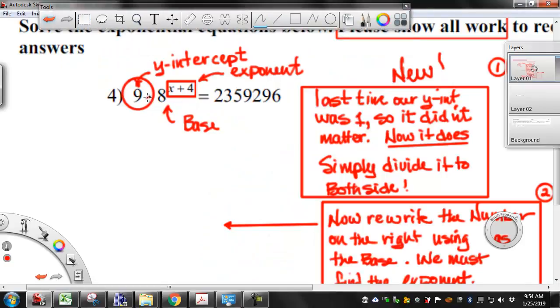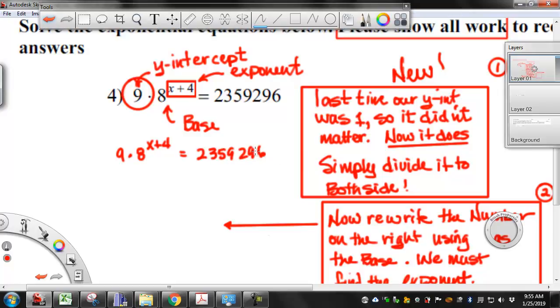Okay, this is problem 4 in the video. Our y-intercept is 9, the exponent is x plus 4, and our base is 8. So just like before, we have to get rid of the y-intercept. We can't have it here, so we're going to simply divide it to both sides. Now, we'll start with 9 times 8 raised to the x plus 4 equals 2,359,296.